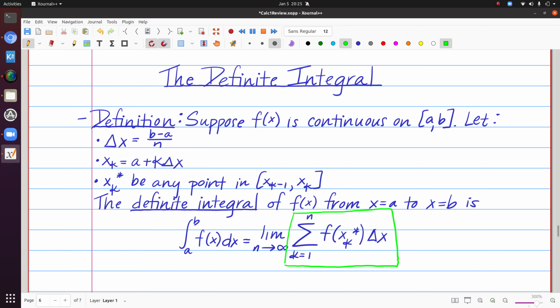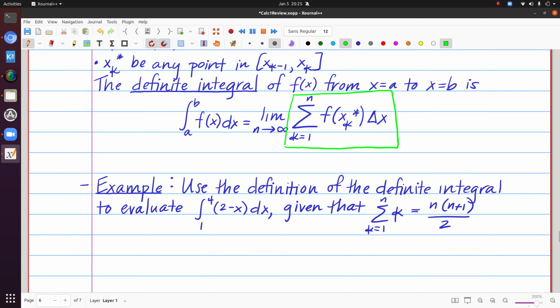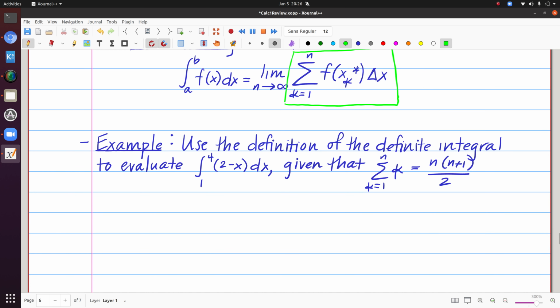With this in mind, one way I could use this right away is that if I need to use the definition to evaluate an integral, then I need to take my definite integral and rewrite it in the form of what we have on the right-hand side in our definition. So we're trying to take this and interpret that as the left-hand side up here, and we want to rewrite it like the right-hand side. We can take some general steps to get there.